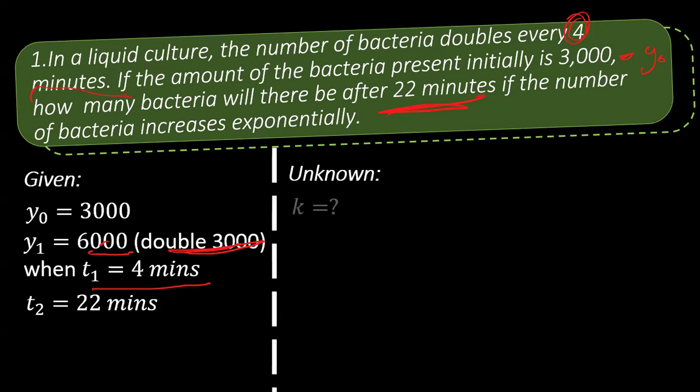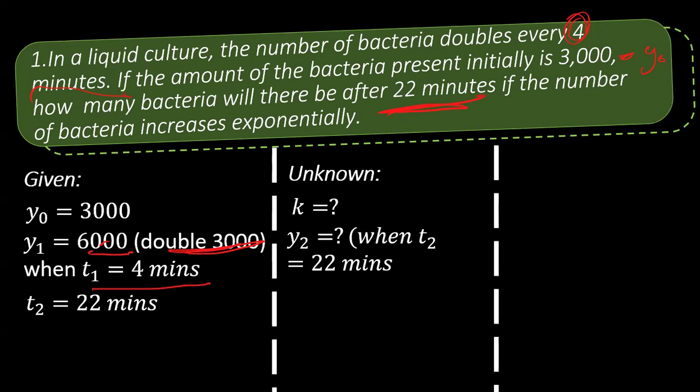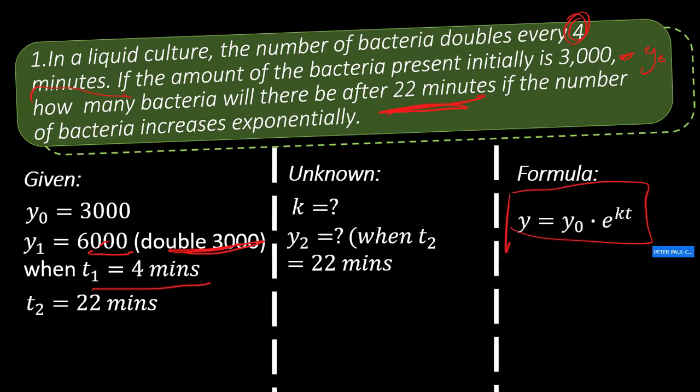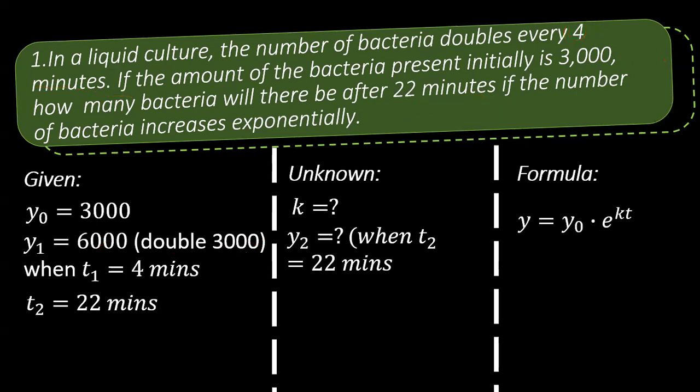Our unknown, we need to find k, or the constant. And we also need to find y sub 2 when t sub 2 is equal to 22 minutes. Following the formula of the exponential model, the only model that we use, always remember this one. This is the only formula that we use. Again, where did this formula come from? It came from the integration process that we have shown a while ago.